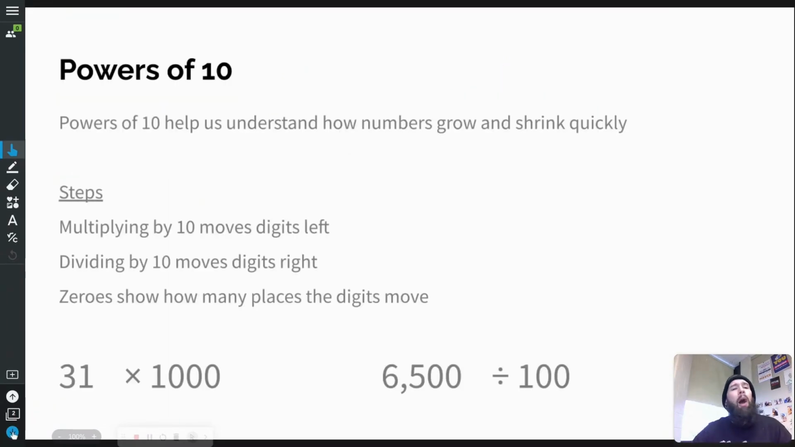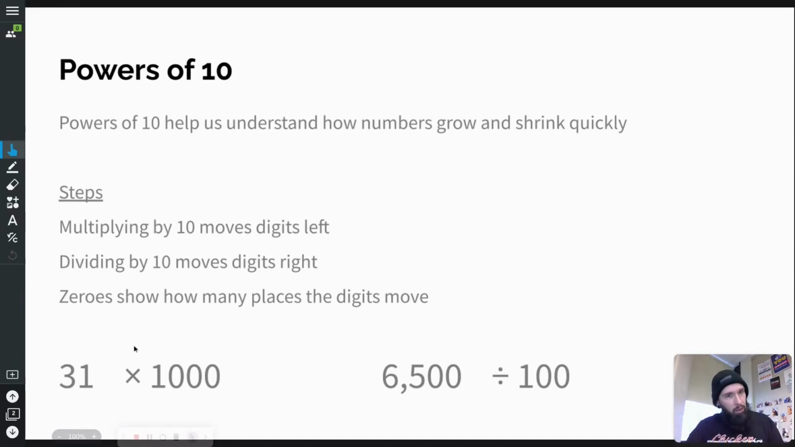Let's get right into it. Powers of 10 help us understand how numbers grow and shrink quickly. If you multiply a number by 10, that number gets bigger. If you divide a number by 10, that number gets smaller. So what would that look like here? Well, multiplying by 10 moves digits left. Dividing by 10 moves digits right. Zeros show how many places the digits move.